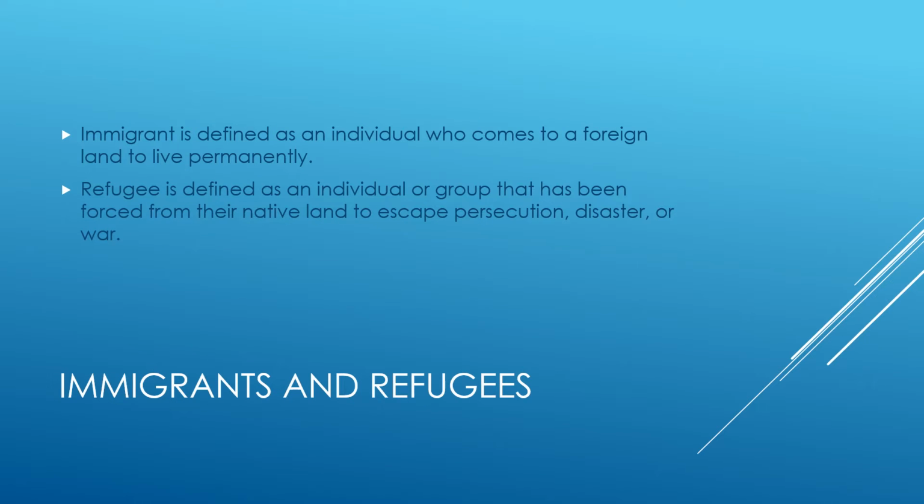First, I would like to take a second to just define what this population is. First, an immigrant is someone who travels from their native land to a foreign land to live permanently, be it for a better life or just because they want to change the scenery. Just anybody who leaves their home to make a new home in a foreign land.